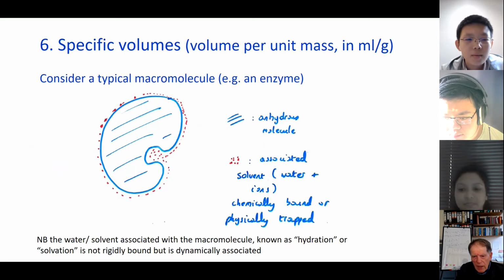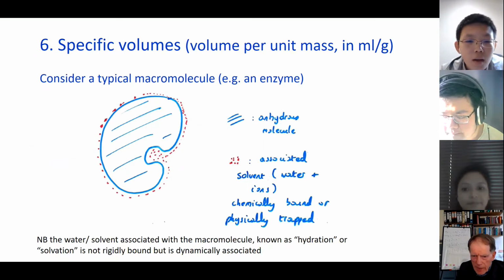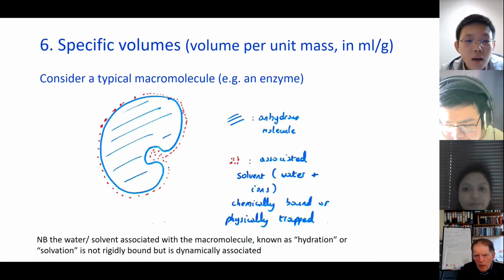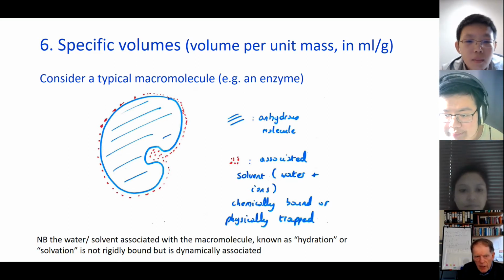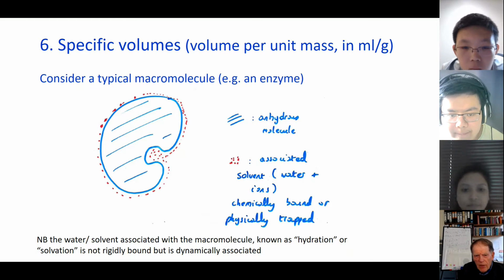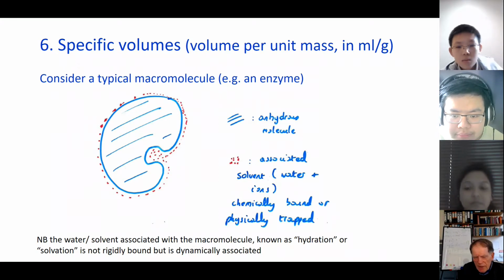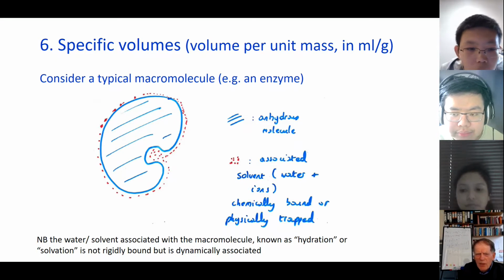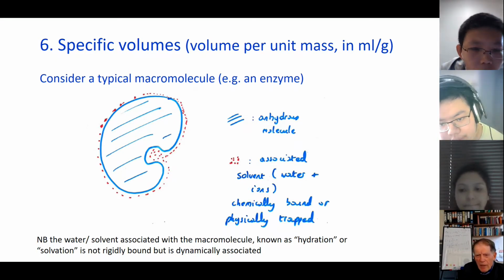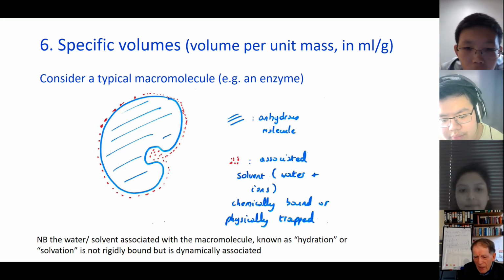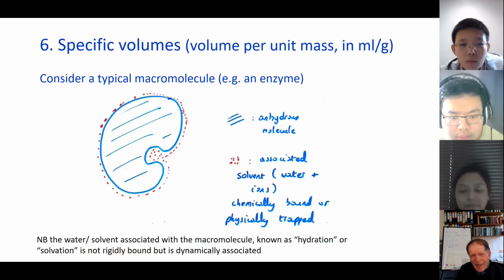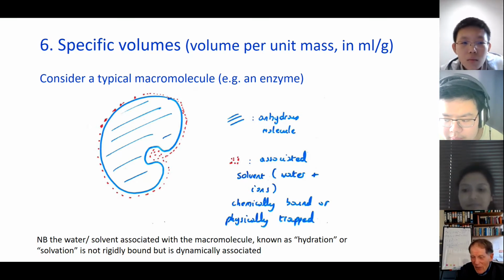The final concept, and again, this will link with the demonstration that we do in a fortnight's time, is on the volumes of molecules. Sometimes it's more convenient to deal with specific volumes, and specific volumes means volume per unit mass. It's like with specific heat. Remember that from school or whatever? I did a degree in physics actually, so I had to do it in my degree as well.